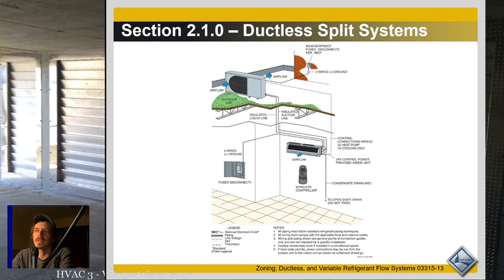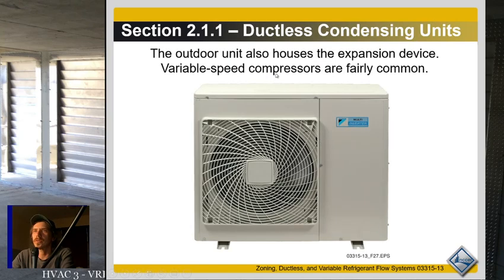Everything else is pretty simple, except that a lot of times they're proprietary controls and it's a communicating system. So obviously there's a lot less troubleshooting you can do on a ductless split without knowing the manufacturer's instructions on troubleshooting it. The outdoor unit also houses the expansion device. Variable speed compressors are fairly common. That's where obviously another big jump in your efficiency comes from: almost every mini split these days is an inverter compressor.